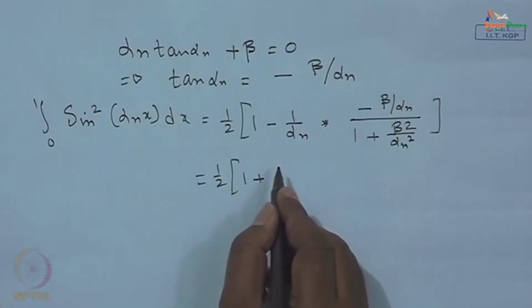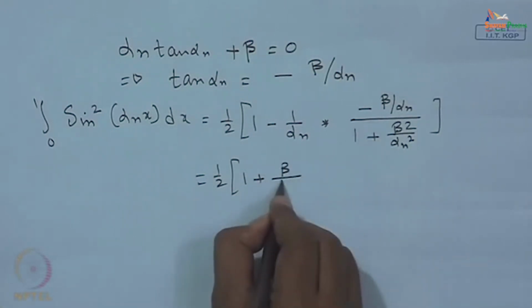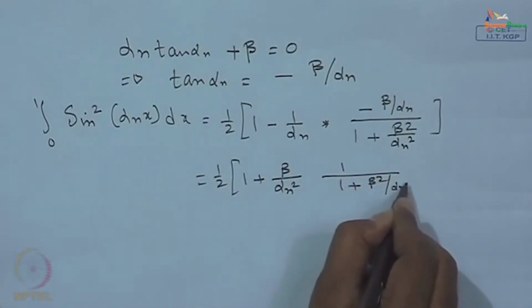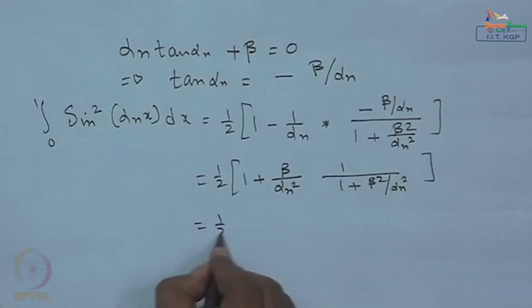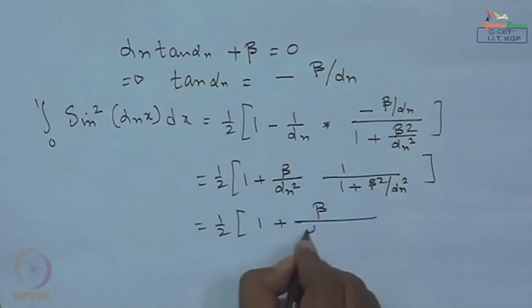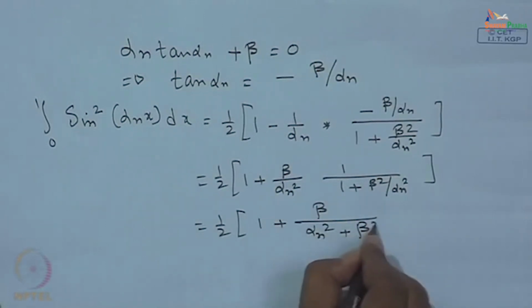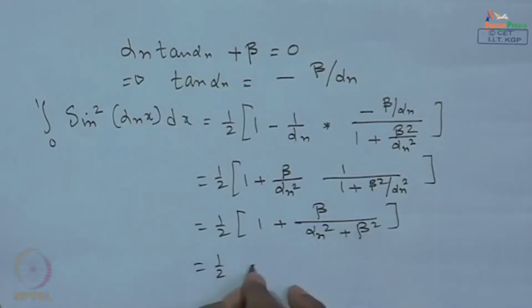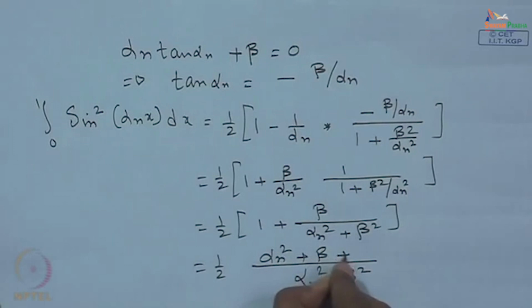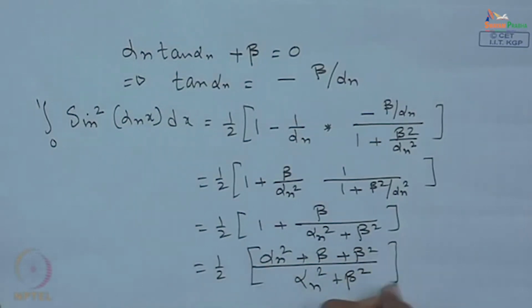So, this becomes beta by alpha n square, and this becomes 1 plus beta square by alpha n square. So, multiply by alpha n square in the denominator. So, 1 plus beta plus alpha n square plus this becomes beta square. So, we will be having half times alpha n square plus beta square divided by alpha n square plus beta square. So, that is the evaluation of the integral of sin square alpha n x.